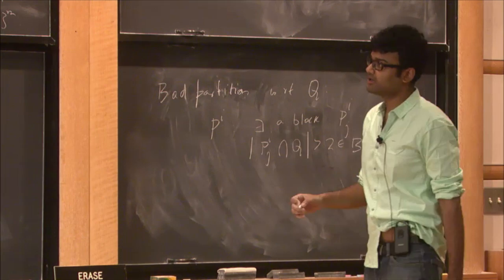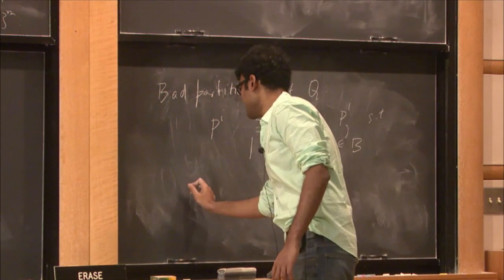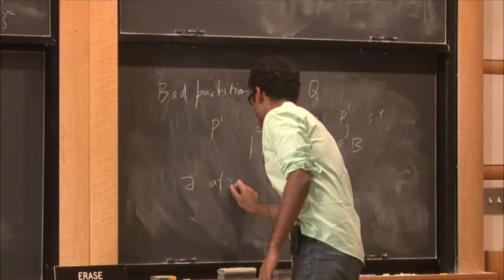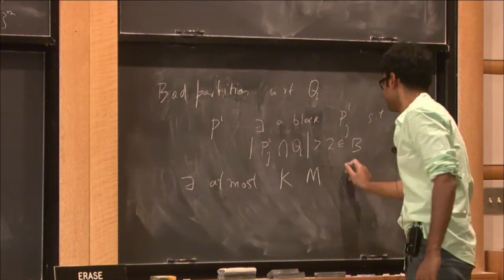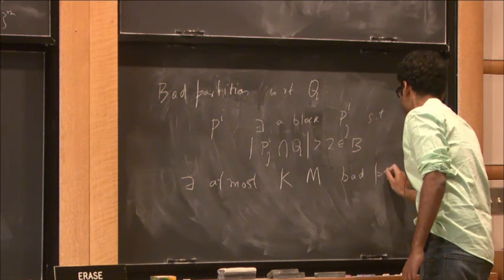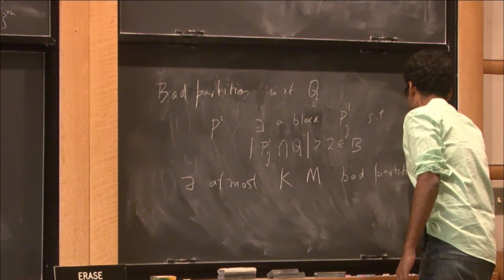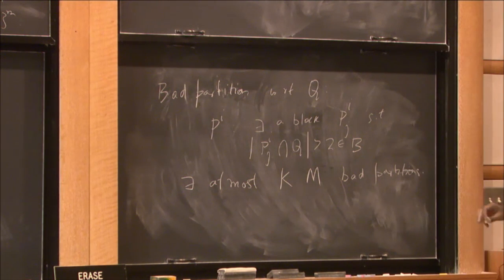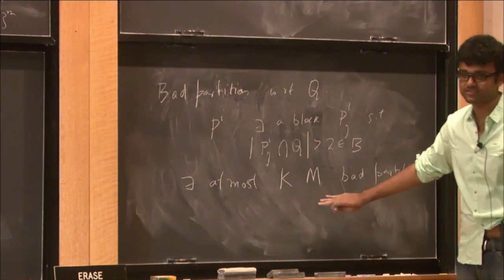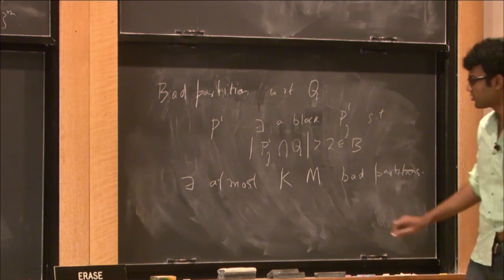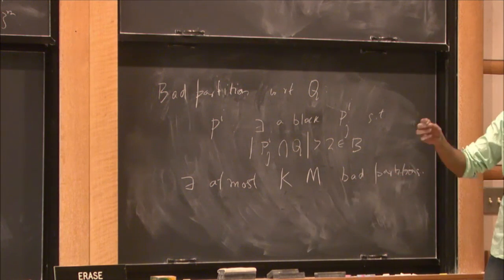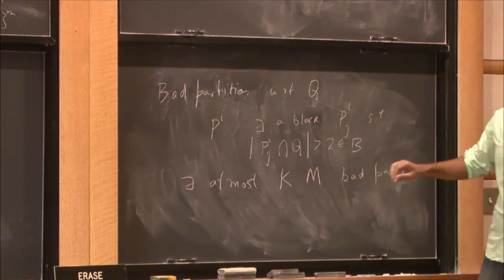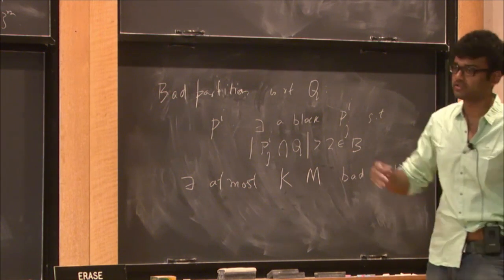Now using the property of the extractor, what we can show is that there exist at most K times M bad partitions. Let's quickly try to argue why this is true. K is 2 to the power k, where k is the min entropy of the seeded extractor, and M is 2 to the power m, where m is the size of the output.